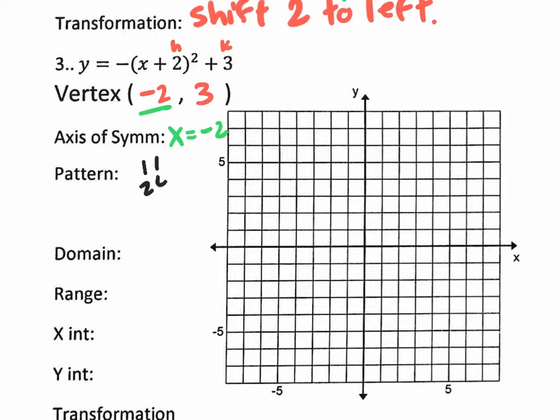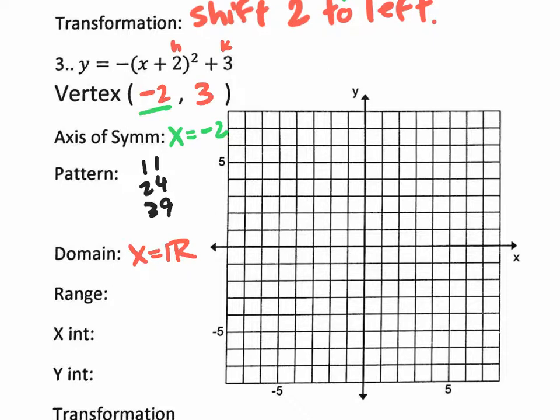1, 1, 2, 4, 3, 9. That's because the a value is 1, and we got that pattern from the original parent graph. How about the domain? We haven't even seen this parabola yet. What's the domain on this thing? It's always going to be x equals all real numbers. So look at all that information that we already have from the parabola, even without seeing the parabola.